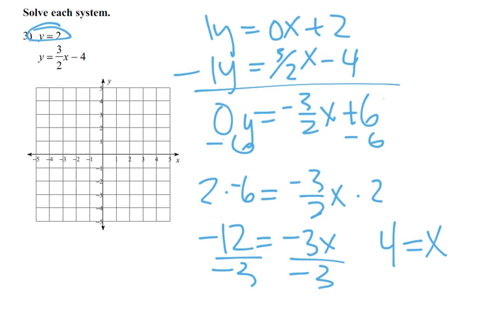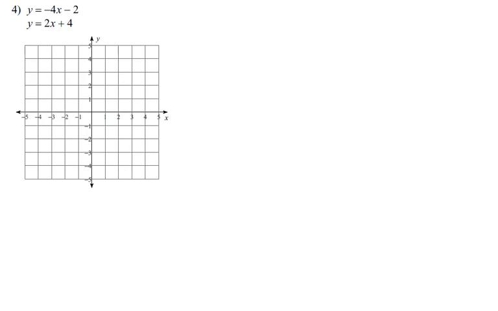Okay, so that's using all methods on that one. Which would I prefer to choose on this one? Graphing. That's the one I think is the easiest there, though substitution wasn't too bad. Okay, the next one. So let's start off with graphing.